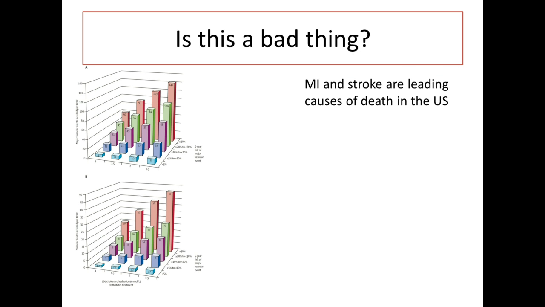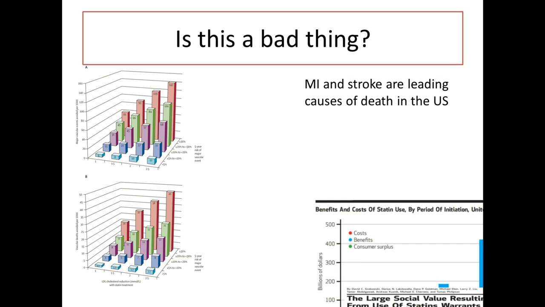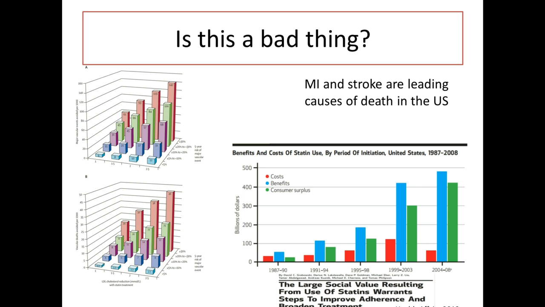MI and stroke are leading causes of death in the United States. And what this figure tries to show from Health Affairs is that there's a large social value in broadening statin prescriptions across this country. So the costs are in this red bar. The benefits clearly greatly outweigh the cost by 4 to 1, suggesting that it's not a bad thing to expand our statin utilization. So what do I view as the ugly in this guideline?